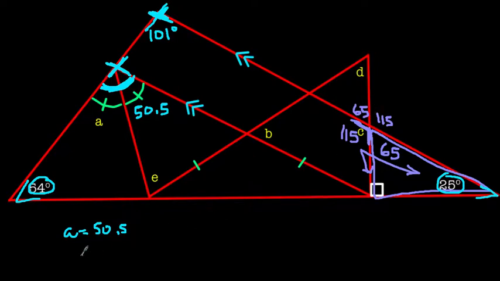Alright, we already found out C is 115. Now I definitely can use this 50.5 and this 54 to find this angle over here. 50.5 plus 54 is 104.5. So this is going to have to be 75.5 degrees in there.